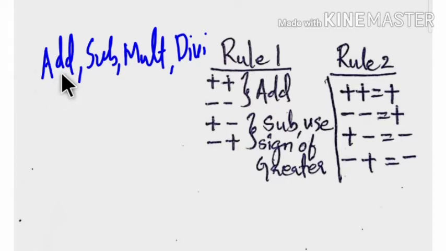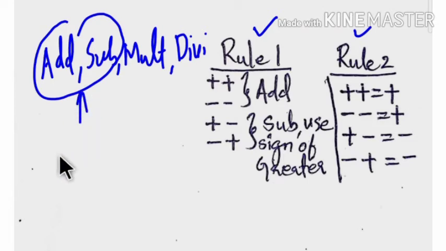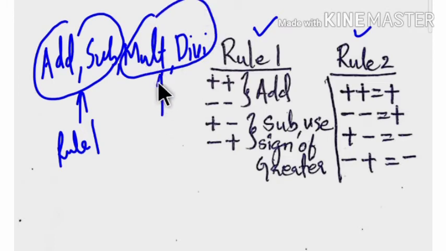For these four operations we should follow these two rules, rule 1 and rule 2. Rule 1 is for addition and subtraction. For addition and subtraction we should follow rule 1. For multiplication and division we should follow rule 2. So firstly let us do some examples for addition and subtraction.